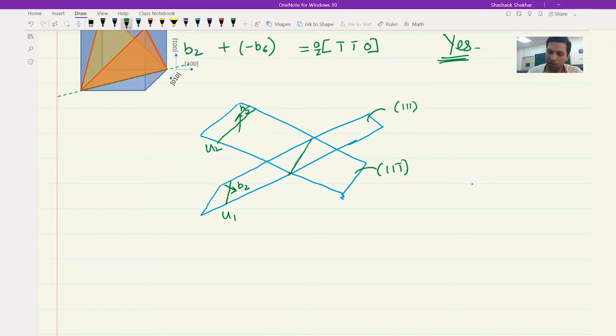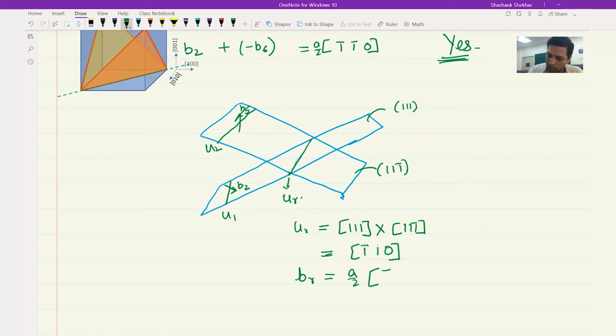So if we take the cross product of these two, we will be able to find the line vector, which is the UR. So UR is equal to 1, 1, 1 cross 1, 1 bar 1. And I have taken it as a vector here. So this comes out to bar 1, 1, 0. So this is the line vector of the dislocation, and this is the Burgers vector. Let me write down the Burgers vector again here. And this is the line vector.